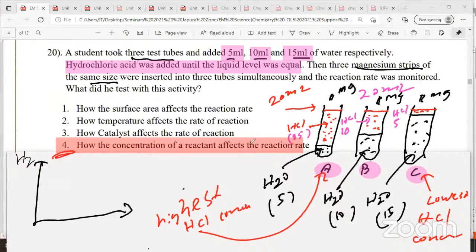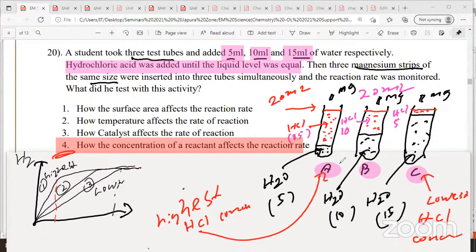So when magnesium reacts with HCl, you can draw 3 graphs like this. I'll put 1, 2, 3. First graph, the rate is high. Highest rate, first graph. Lowest rate, third graph. For this graph, to finish the reaction it takes a long time. In the first graph, the reaction finishes in less time. The first graph is applicable to tube A. The second graph is applicable to tube B, and this is tube C. Like that, you can also represent their rate graphically.